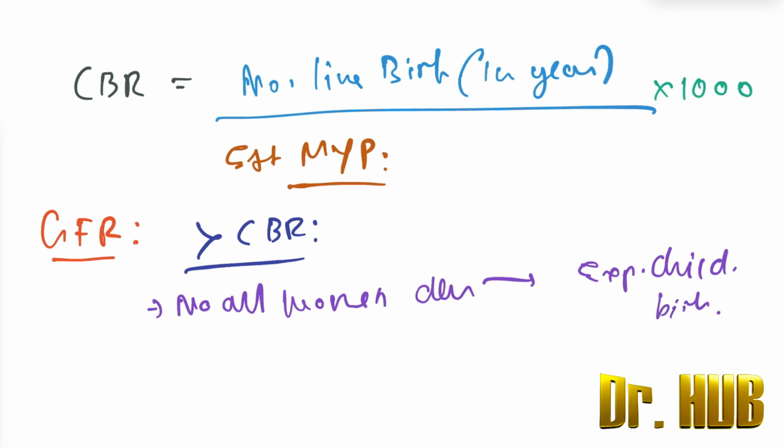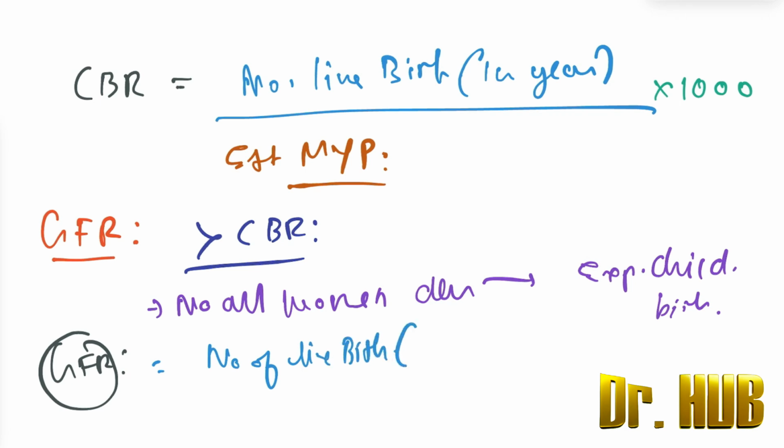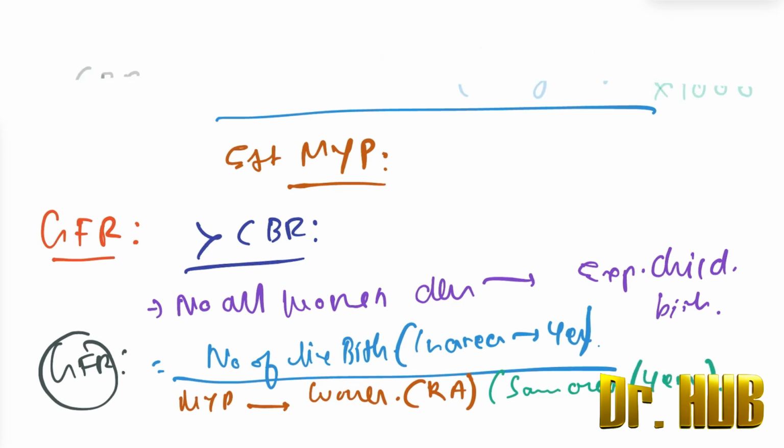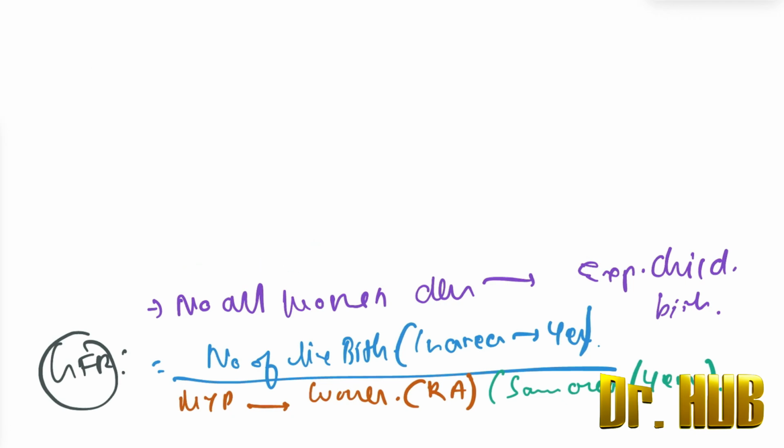So what does the GFR include? The GFR is equal to the number of live births in an area in a year, divided by the mid-year population of women in the reproductive age group, in the same area and year. And most importantly, you multiply it by 1000.